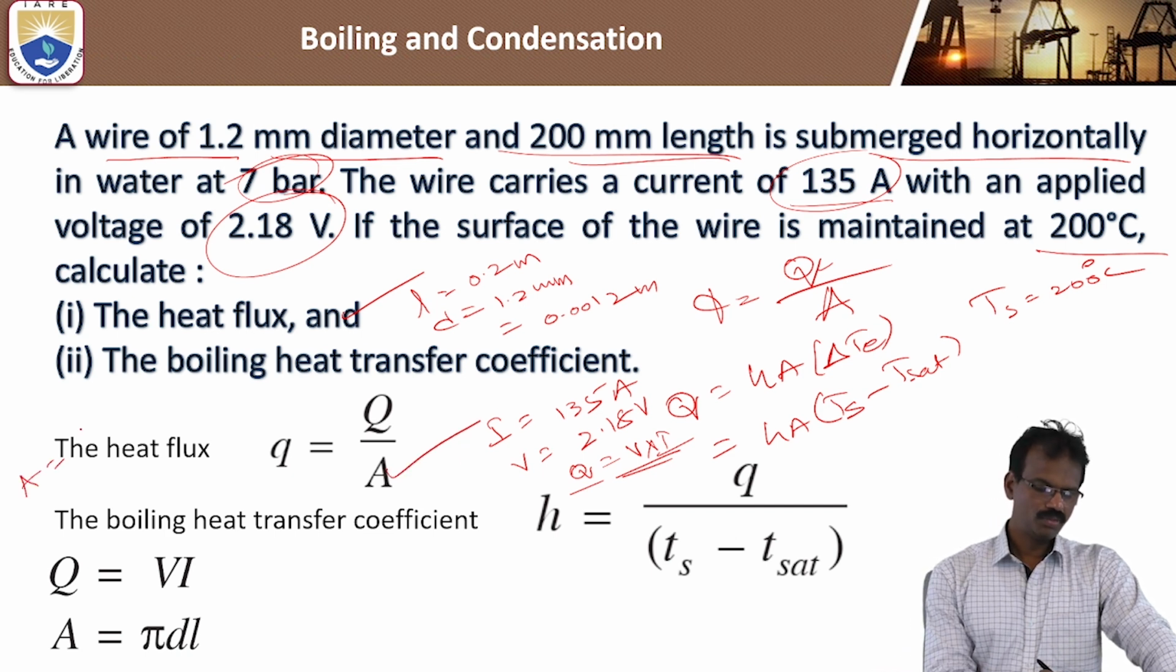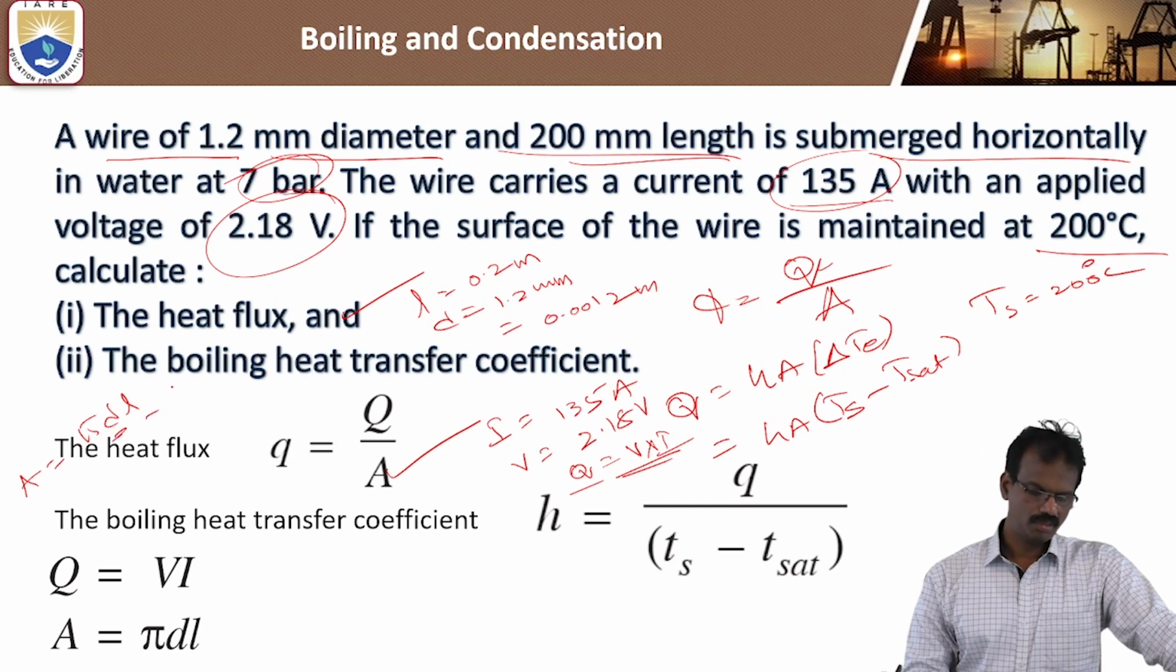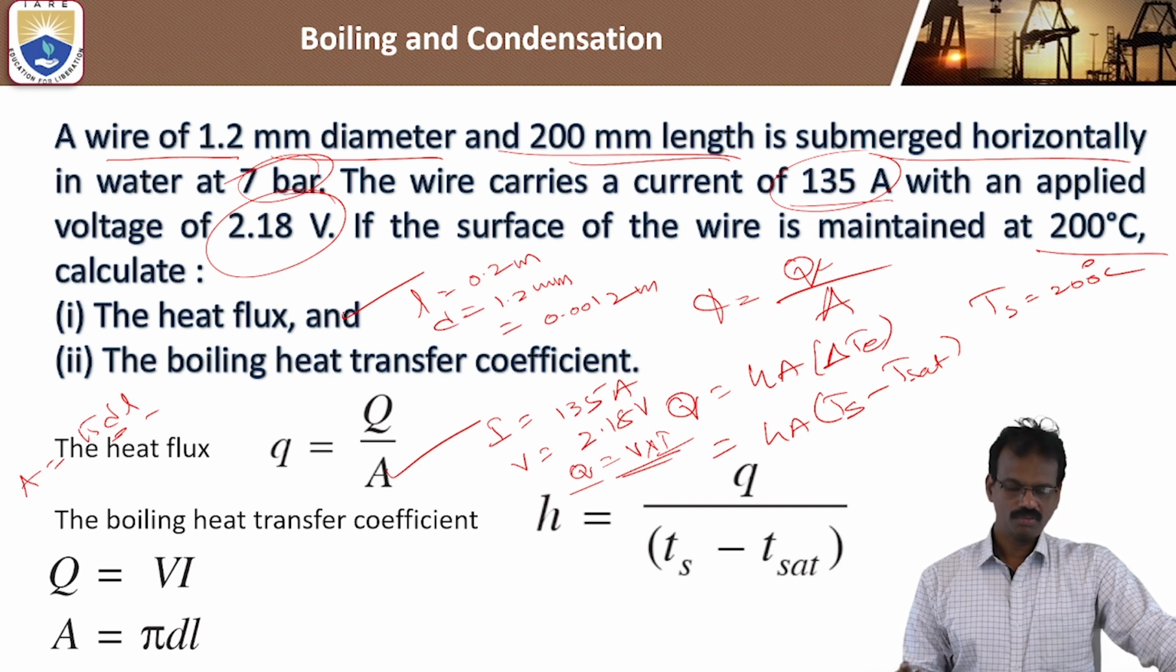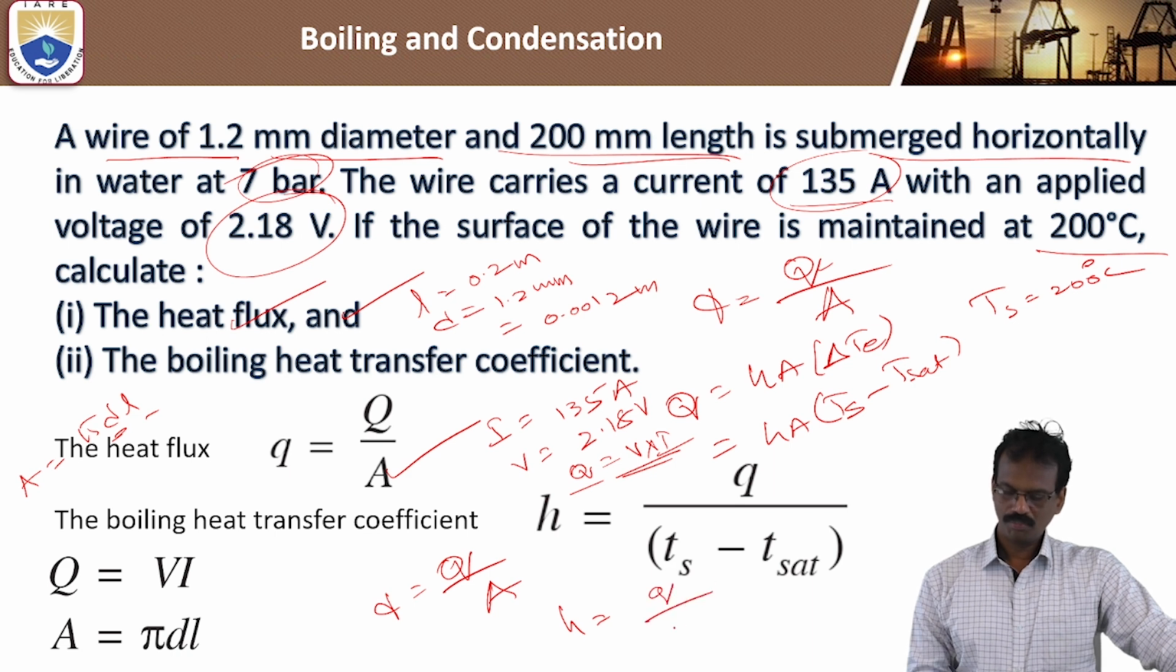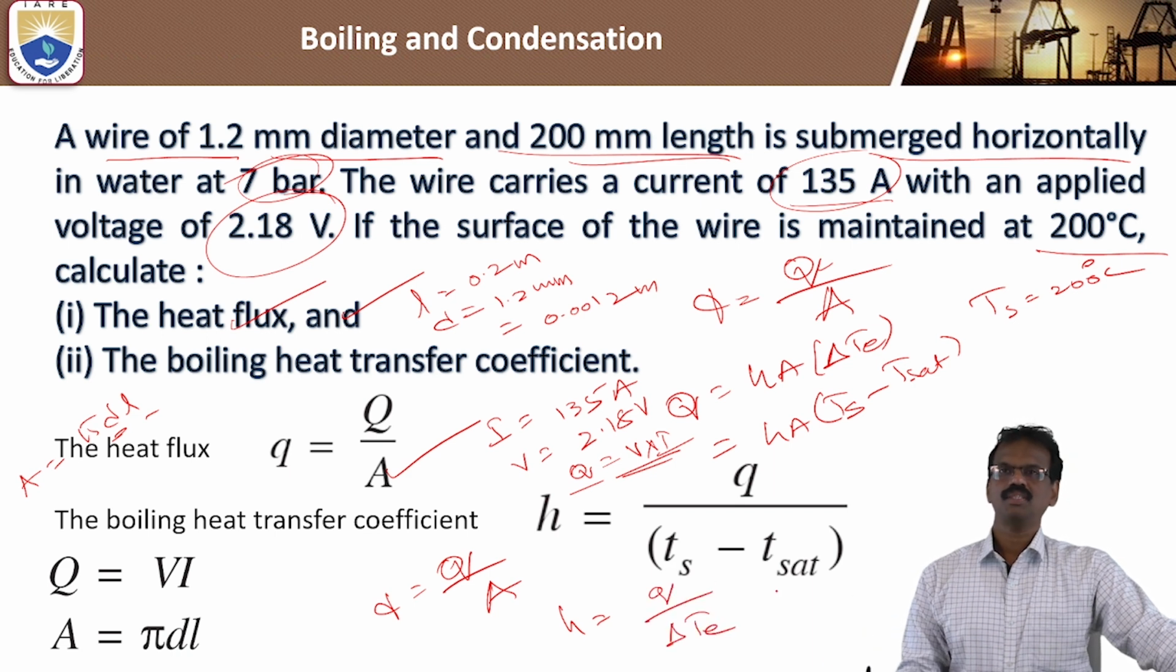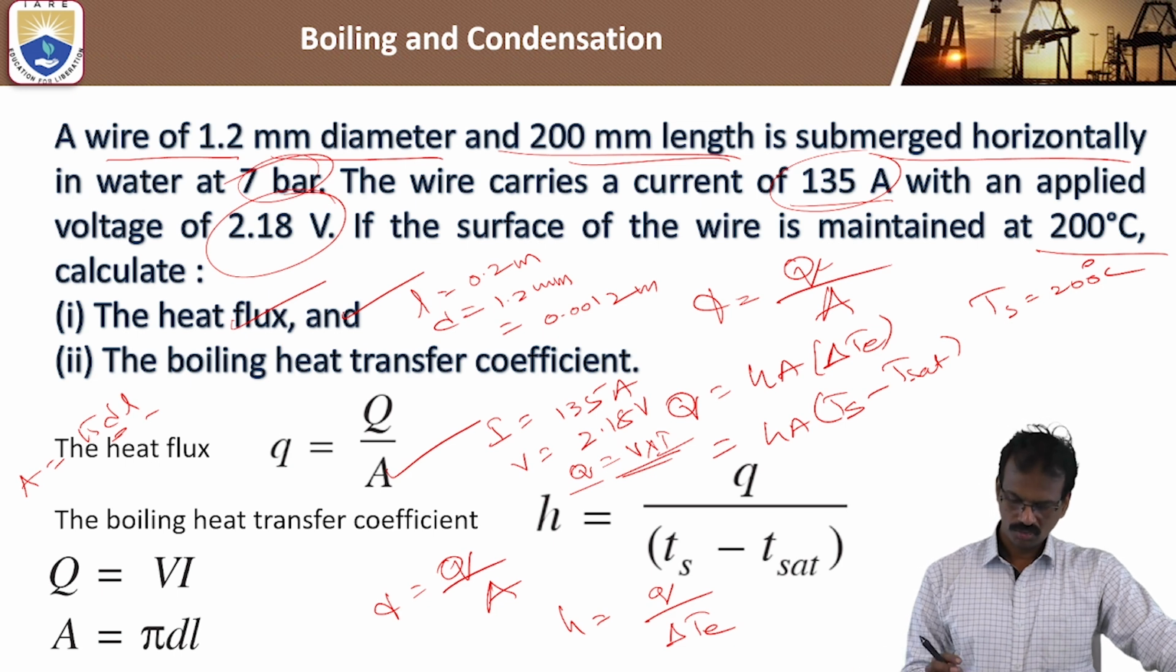Area is equal to pi dl. You know this one. Diameter has been given and length also has been given, and the value of pi. So by using this data, you can find out the rate of heat transfer. What is the first one? It is the heat flux, it means small q, capital Q by area. Next is the boiling heat transfer coefficient, h, the heat transfer coefficient, you have to find out. h is equal to small q by delta T e, the excess temperature difference. So we'll see how to solve this one.